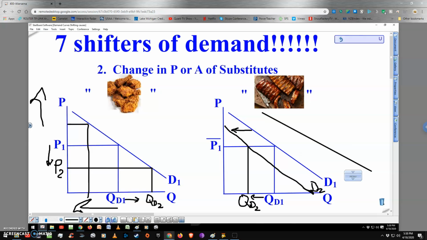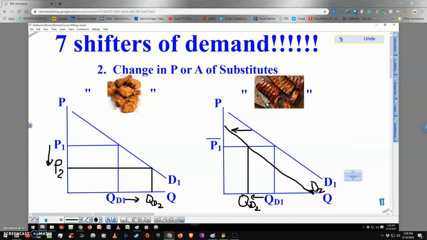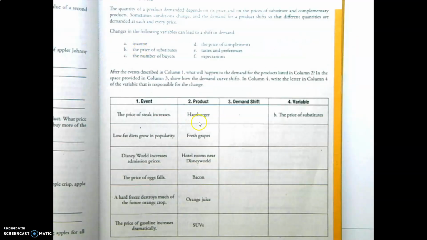Let me clean this up a little bit. Good. Notice they go in opposite directions, right? So this would be hamburger, this would be steak. That's what we're talking about. So we get back over here. So what happens to the demand for hamburger if the price of steak increases? I would like you to graph in this little itty teeny tiny rectangle. Actually, you want a separate sheet of paper. Maybe you could do it bigger and better on that.